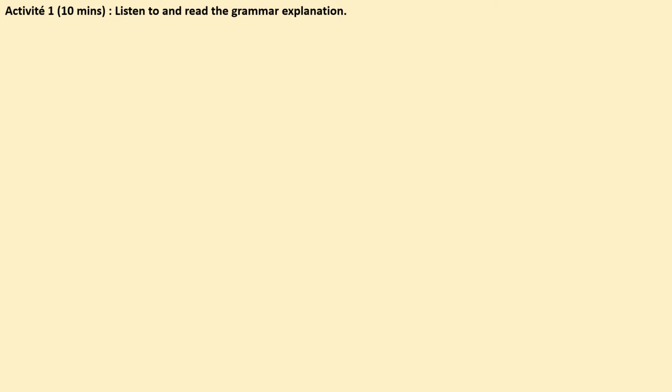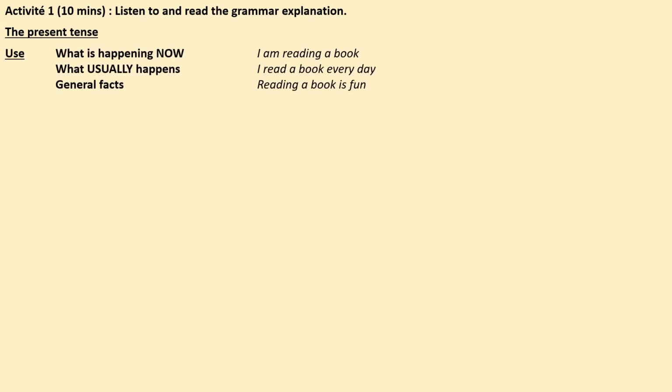Activité 1. Listen to my grammar explanation and read the information on screen. The present tense. Put your pens down. You don't need to be writing. You just need to listen at this stage. We use the present tense to talk about what is happening now. For example, I'm reading a book. I'm creating a lesson. What usually happens, I read a book every day. Or just general facts, such as reading a book is fun.